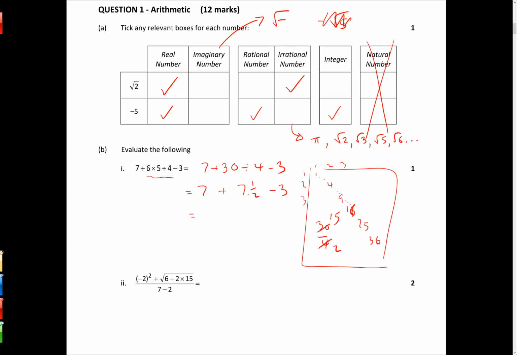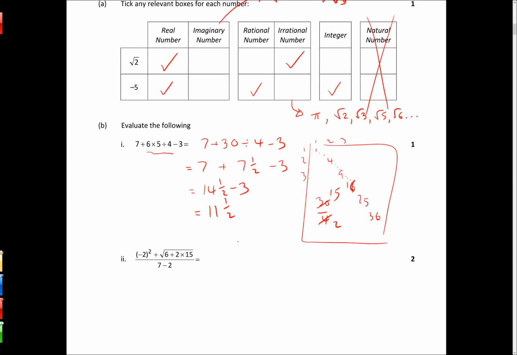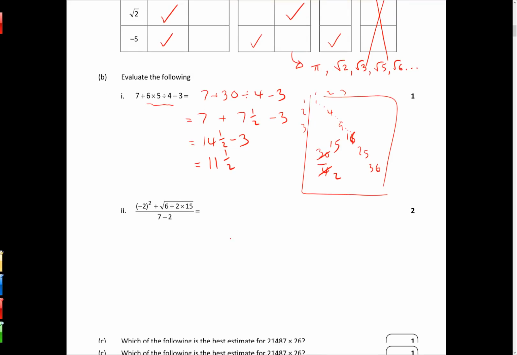Well, let's just go left to right. That's 14.5 minus 3, which is 11.5. Okay. Next, I've got a minus 2 in brackets squared. And I know that in brackets means get all of what's in here and times it by itself. So that's got to go positive.